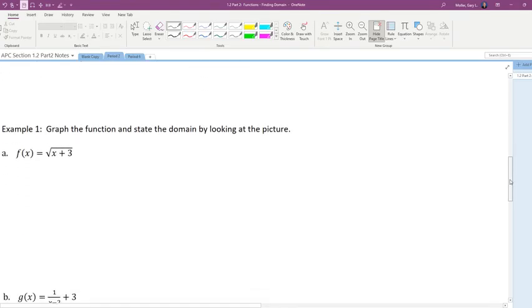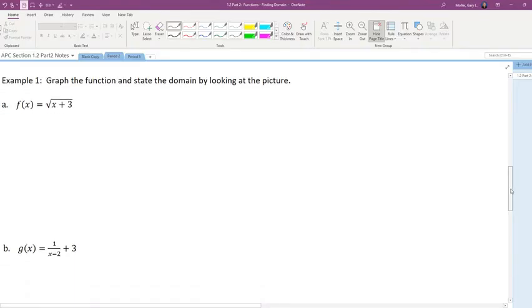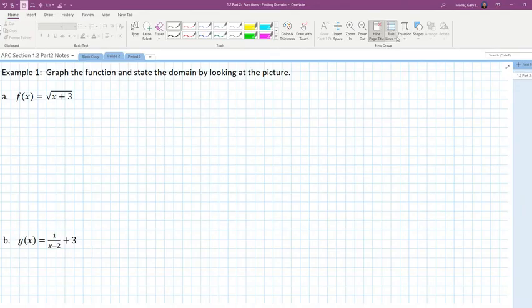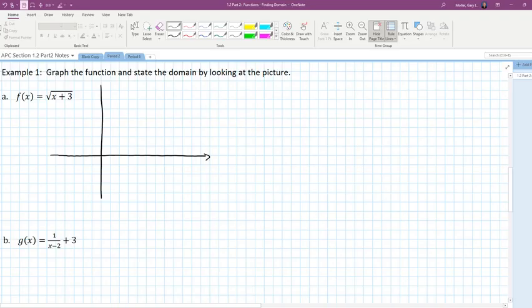All right, so we're going to just basically keep doing this concept, but now I'm going to have you do a little bit more of the heavy lifting and come up with the image as well. So part 1 here, example A, graph the function and state the domain by looking at the picture. All right, I'm going to turn on the graph paper. All right, we should remember that this is a square root function, and it is a square root function that has been shifted. So I know the traditional square root function, the parent function of it.